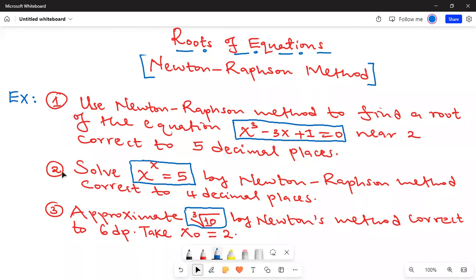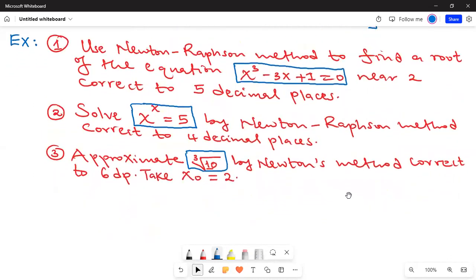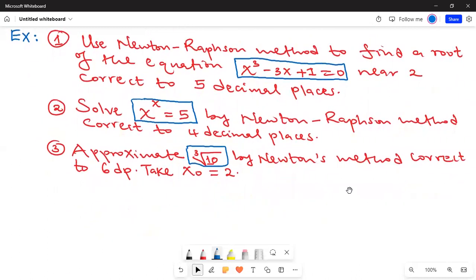So we have these questions to answer using Newton-Raphson method. First of all, in the first equation, we need to find the root of x cubed minus 3x plus 1 equals 0 using the method, and the root must be close to 2. In the second one, we need to solve the equation x raised to x equals 5, correct to 4 decimal places. And in the third equation, we need to approximate the cube root of 10, also correct to 6 decimal places. So let's see how to work out those equations one at a time. Remember, you can write here: solution.